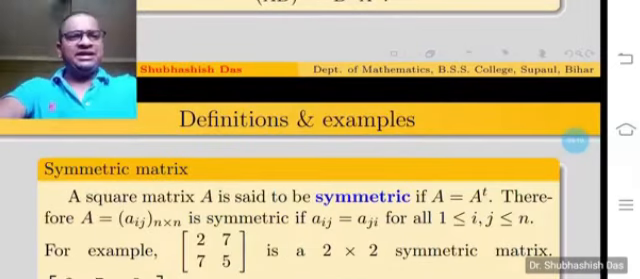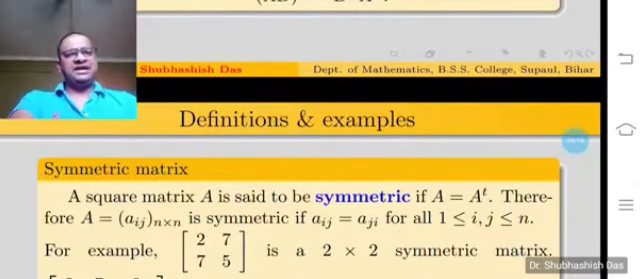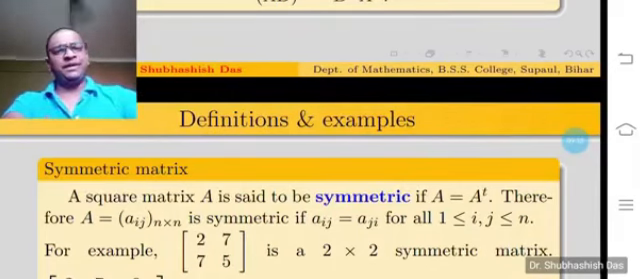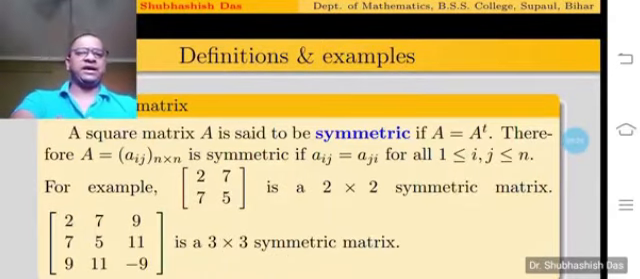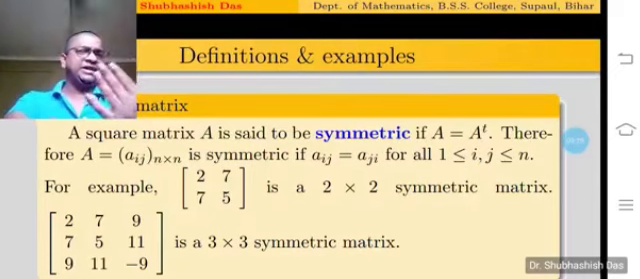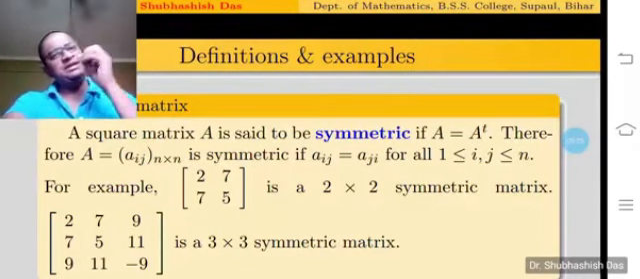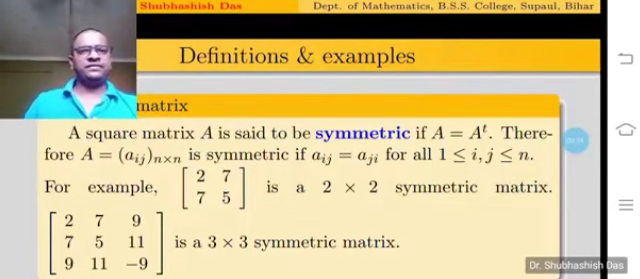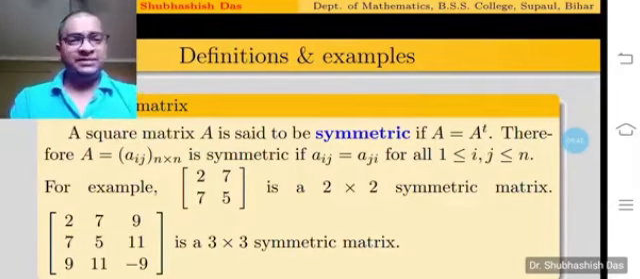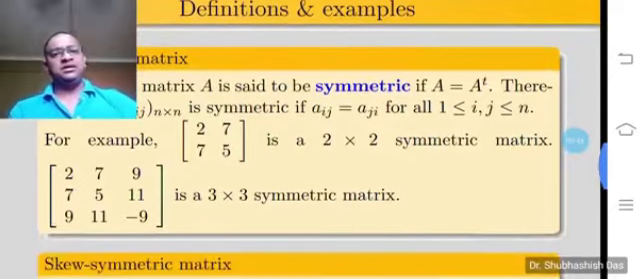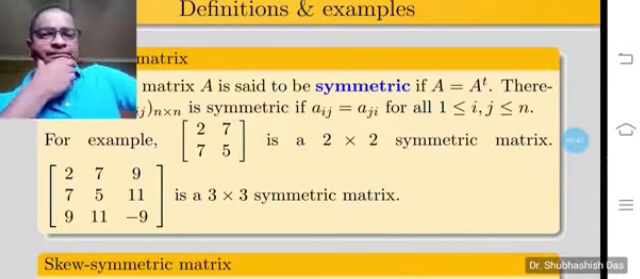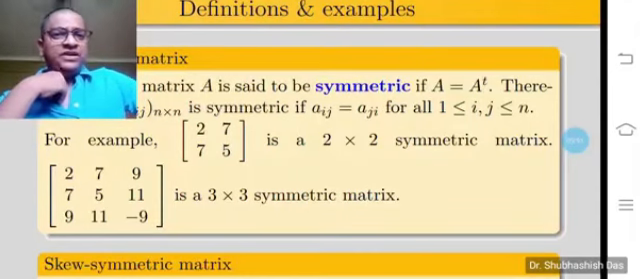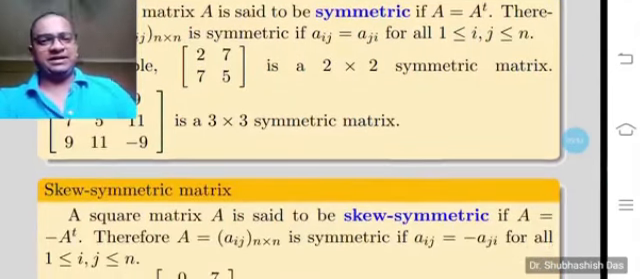For a square matrix A, if A is equal to A transpose, then we say that this matrix is a symmetric matrix. For example, [2 7; 7 5]. If you interchange its rows to columns, then this matrix remains the same. So [2 7; 7 5] is a 2 by 2 symmetric matrix. Similarly, the second example is also a 3 by 3 symmetric matrix.